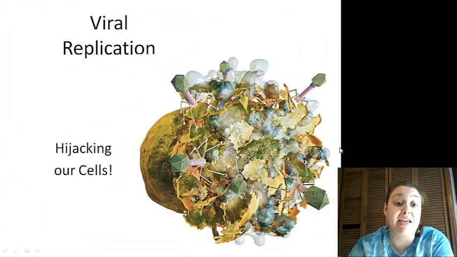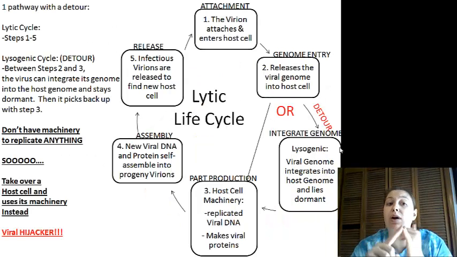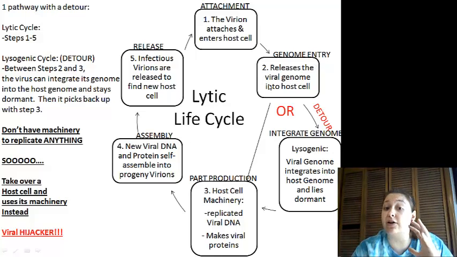Okay, so viral replication. They're hijacking or taking over our cells. There's one major pathway, and then we can have a detour. The lytic cycle is the major pathway. It goes 1, 2, 3, 4, 5. The virion, or the virus, attaches to the host cell. It then releases its genome into the cell.